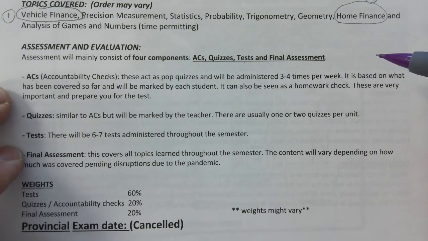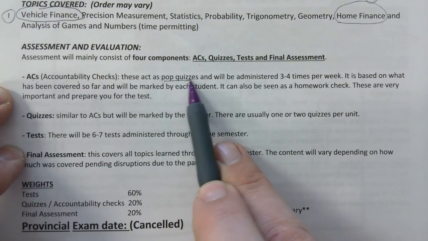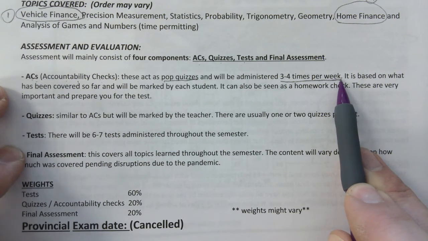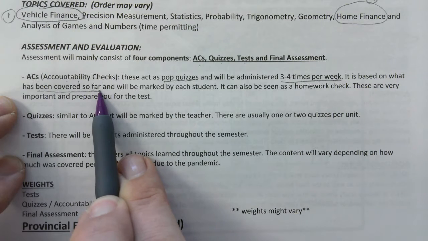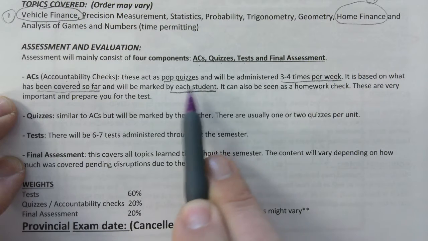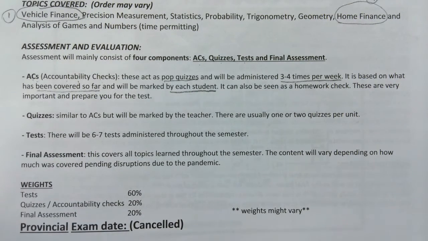Okay, so that's important. So ACs are accountability checks. They're basically pop quizzes. You will get them 3 to 4 times a week. They're short. It is based on what has been covered so far, right? And they will be marked by each student. So I walk you through how to mark it, and then you will actually upload it with a grade on it. Like if it's out of 10, you'll say got 8 out of 10, 6 out of 10, 2 out of 10, 9 out of 10, doesn't matter. You upload it and I record that.